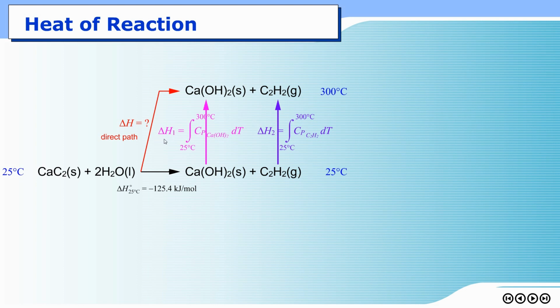So I call this one delta H1, this is delta H2, and the combination of change in enthalpy for each small step in the indirect path should equal delta H for the direct path. We can get this relationship. What we want here for the red path would equal the combination of all steps in the indirect path. So the black line, pink line, and the purple line combined. Okay?